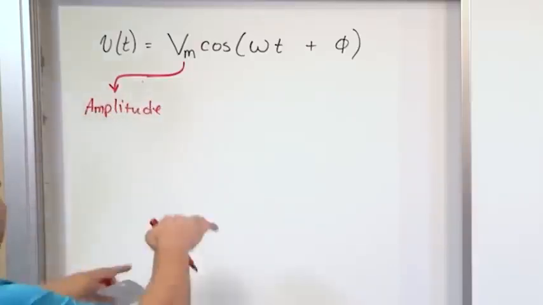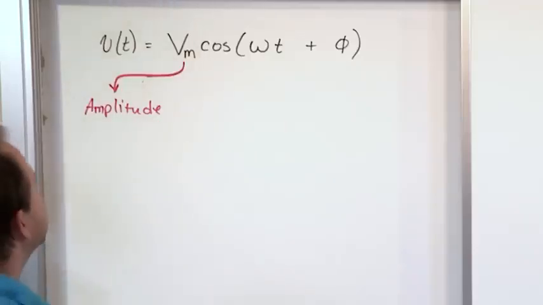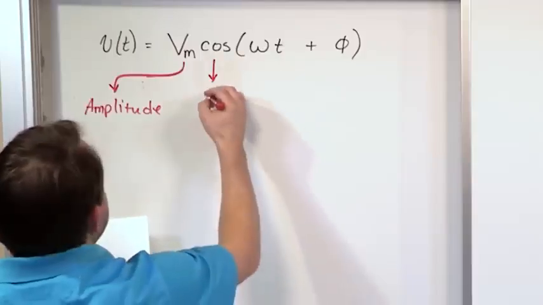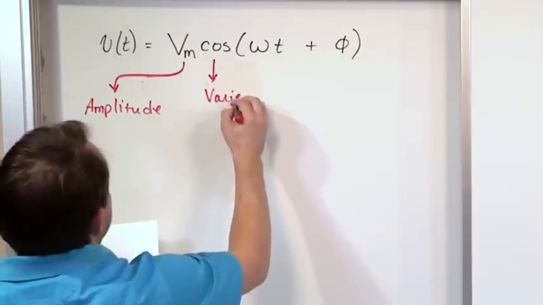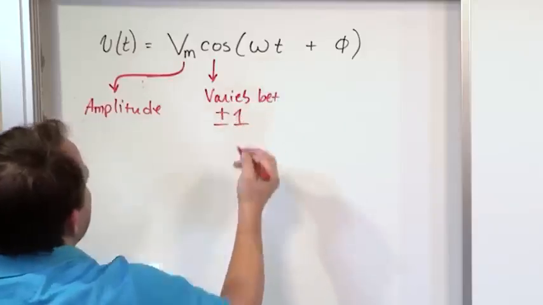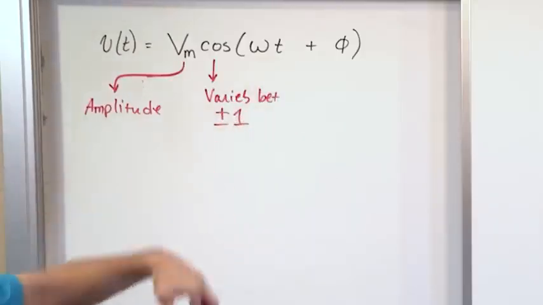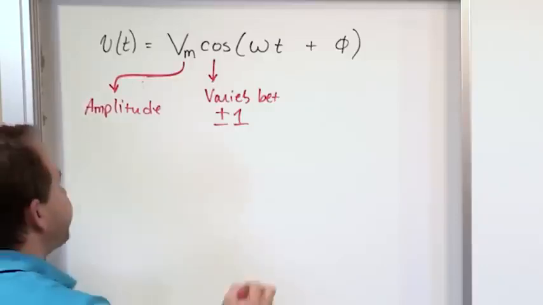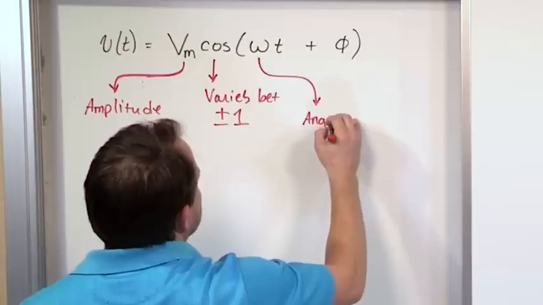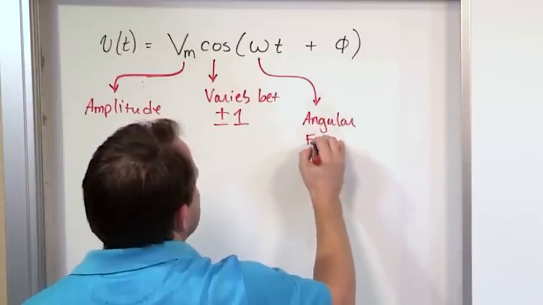Right? That's the amplitude. This is the height of the signal, the height of the cosine. This guy is, of course, cosine, and this varies between plus and minus 1 because the cosine only goes plus and minus 1. Remember that. This guy is called the angular frequency.